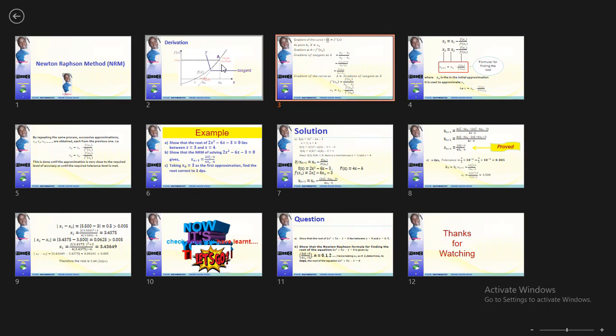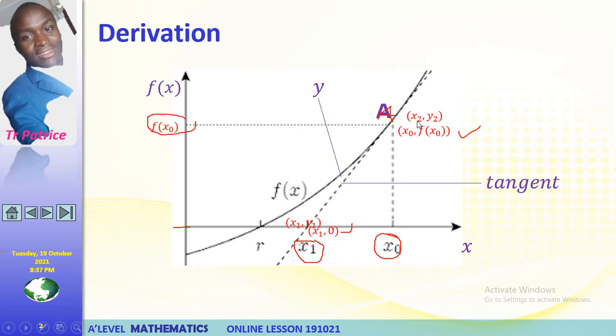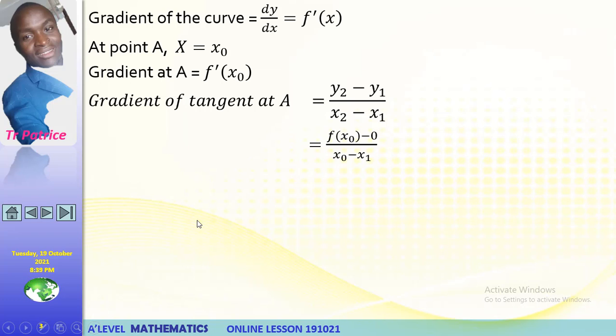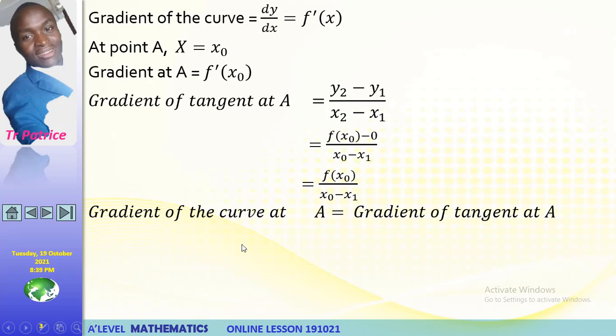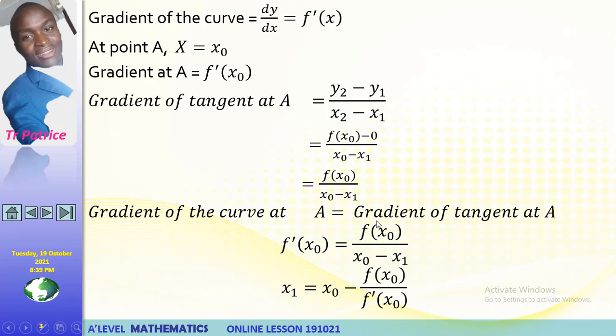If I take you back to the diagram, we shall have change in y, y2 minus y1, out of x2 minus x1. But remember here, our x2 is x naught, our y2 is f of x naught, and our x1 here is x1, and y1 is 0. If I substitute, I end up getting f of x naught out of x naught minus x1. At point A, the gradient of the curve is equal to the gradient of the tangent. Therefore, f prime of x naught is equal to f of x naught out of x naught minus x1.